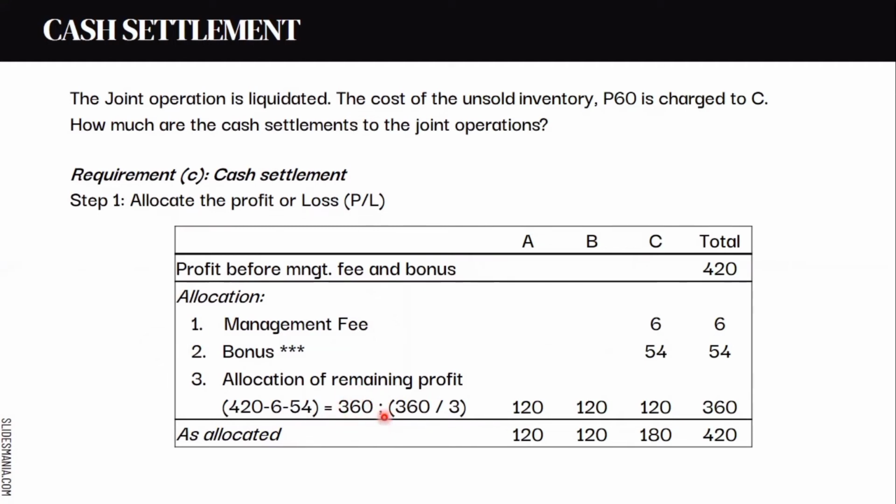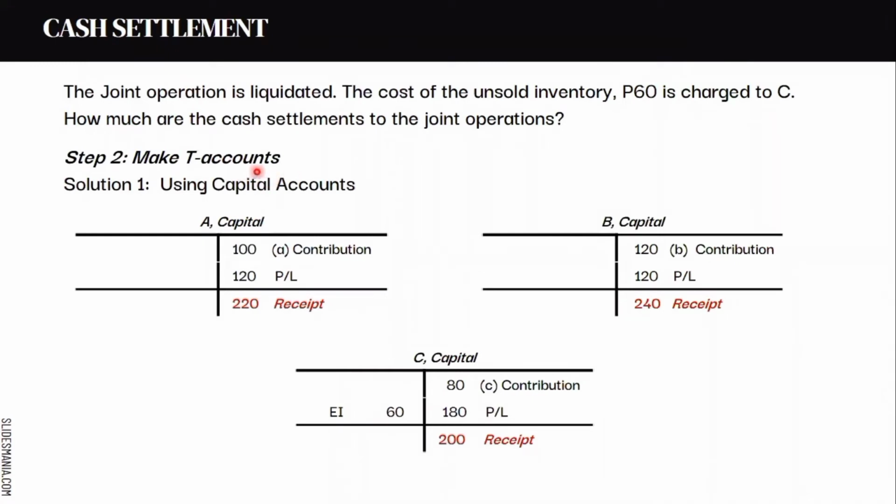What did the problem say earlier? In the additional info, any remaining profit is divided equally. So 360 divided by 3 because there are three of them. So entity A has a share in profit of 120. Entity B, 120 also. Entity C has a share in profit of 180. How did we get that? 120 plus the 54 bonus plus the 6. So 180. So step number 2, make the accounts.